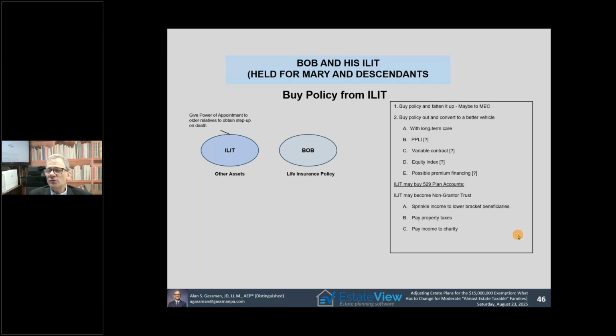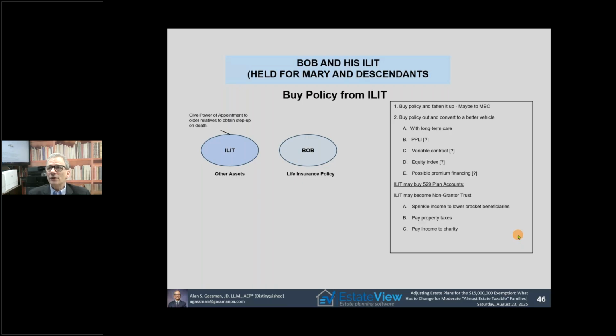The ILET may buy 529 plan assets. He knows he wants to buy 529 plan college savings plans. He'd rather not do it from his own money. He'd rather do it with someone else's money. So he puts his money into the ILET in exchange for the life insurance policy. And the life insurance policy is creditor proof. So the $300,000 of stocks and bonds that he owns before this transaction, a creditor could take.